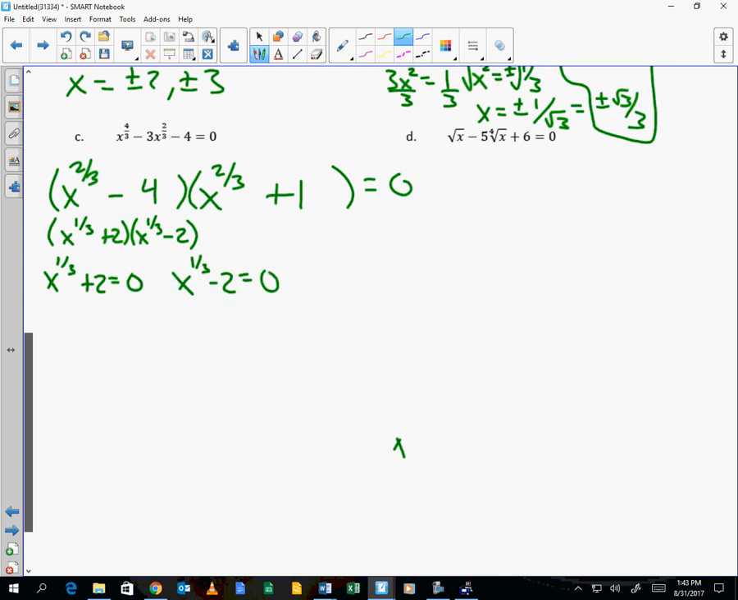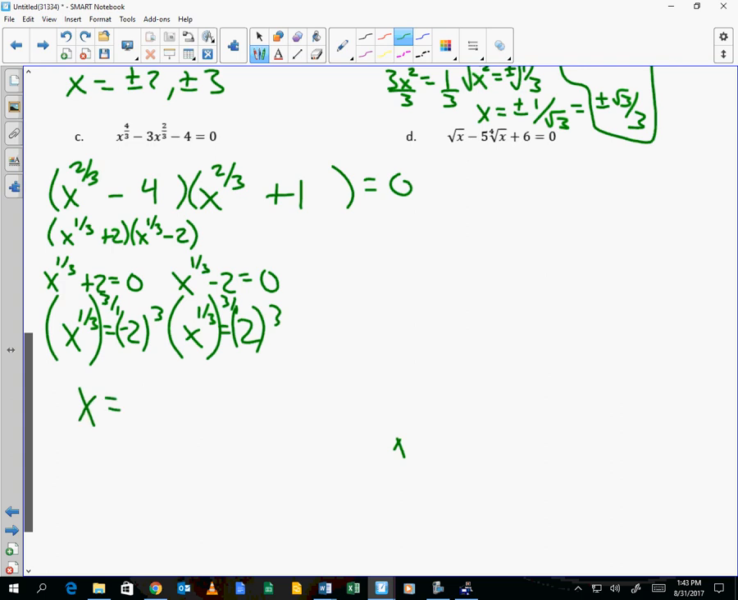So we have x to the 1/3 plus 2 is equal to 0, and x to the 1/3 minus 2 is equal to 0. So x to the 1/3 is equal to negative 2, and x to the 1/3 is positive 2. What do we do to get rid of the 1/3 power? Raise it to the 3 over 1 power. So x is? Good.